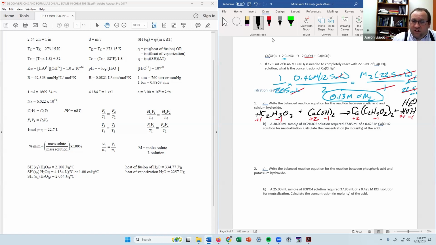The first thing I should notice is I have two acetates here, but only one here, so I'm going to need a two there. Now I can see that I have two hydrogens and two hydroxides, so I should have two waters, and that balances out the equation. So here's my balanced chemical equation now.